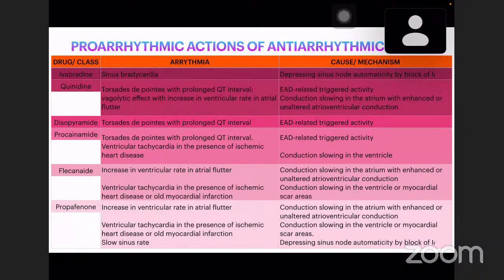So propafenone increases the ventricular rate in atrial flutter and also causes ventricular tachycardia in presence of ischemic heart disease or old myocardial infarction, just like flecainide. In addition to that, it also slows the sinus node by directly depressing the sinus node, just like ivabradine.